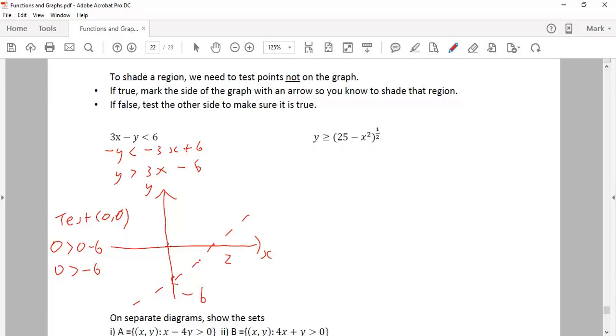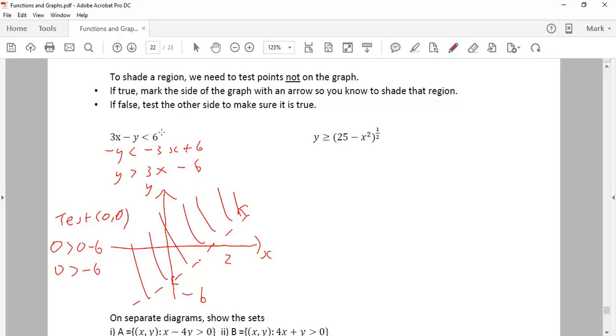So the point is there. 0 is greater than negative 6. That's true. So what I normally like to do is put a little arrow here for later on. That means we've got to shade this side. So this is our graph of the inequality 3x minus y is less than 6.